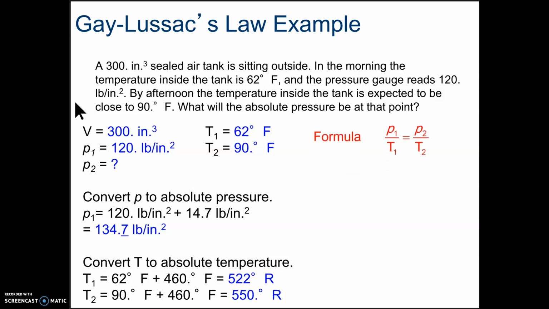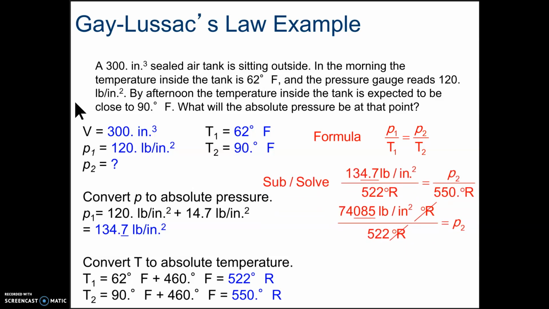Let's look at our formula, P1 over T1 equals P2 over T2, and plug these things in. We would just multiply by 550 on both sides, because that's all we need to do to solve for P2, or you can cross multiply and divide. It's up to you. It's just a proportion. And so we get P2 equals roughly 140 pounds per square inch. That would be the absolute pressure.